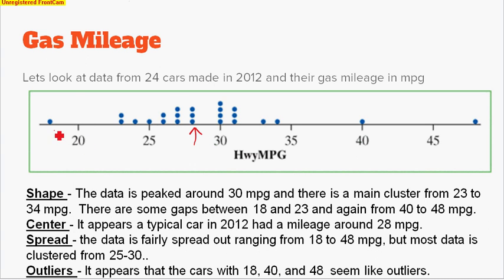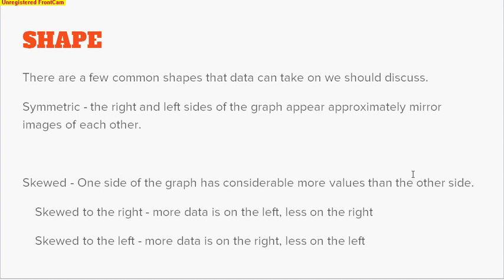And this 18 down here, and this 40, and this 48 definitely appear to be outliers. Okay, let's talk a little bit more about shape because I don't want it to be confusing.